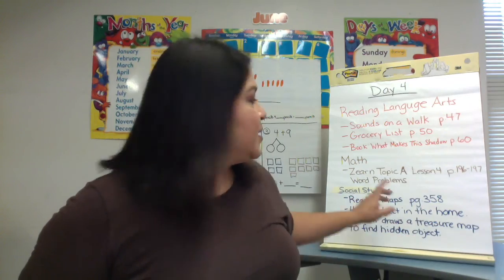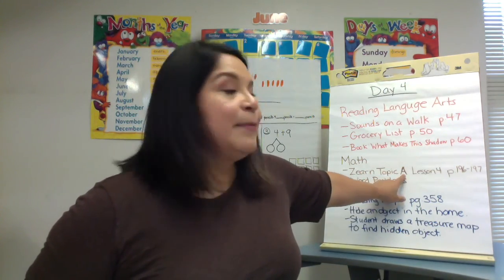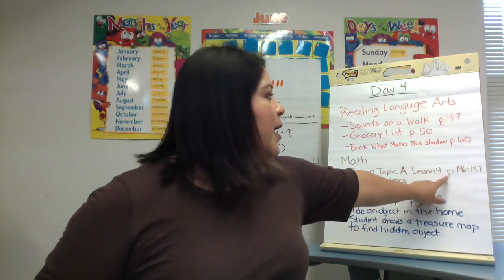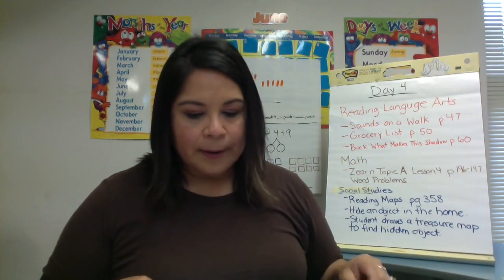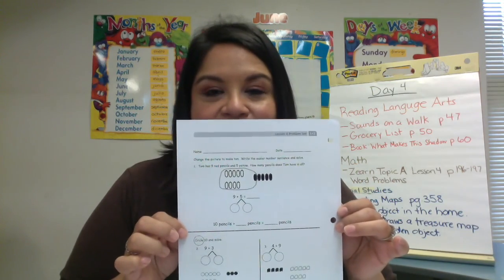If you would like to pause and just give it some time to absorb and maybe even do the lesson now, that'd be great. But we're going to go ahead and continue with math. Okay, so for math, we're going to continue with our Zern topic A, but now we're on lesson 4. And you'll find it on page 196. So if you want to pull that out, and your paper should look something like this.